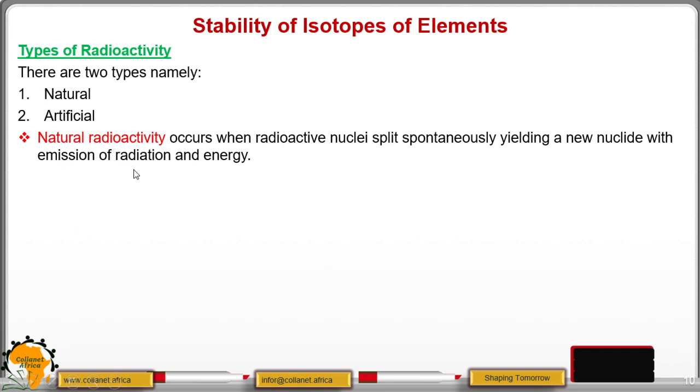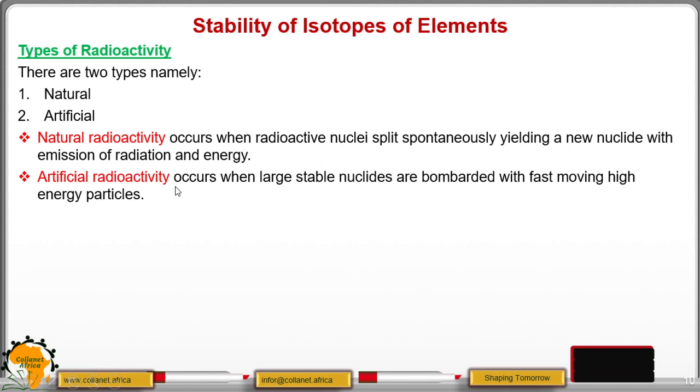That is natural radioactivity. But when we come to artificial radioactivity, this one occurs when a large stable nuclide, note that the word is stable, is bombarded with a fast moving high energy particle. So in other words here, you have a stable nuclide which is very large, then you bombard it with a moving particle. You can use a neutron that has high speed. Then when it strikes this stable nuclide, this stable nuclide will split. So that way we say that we have made that radioactive artificially.